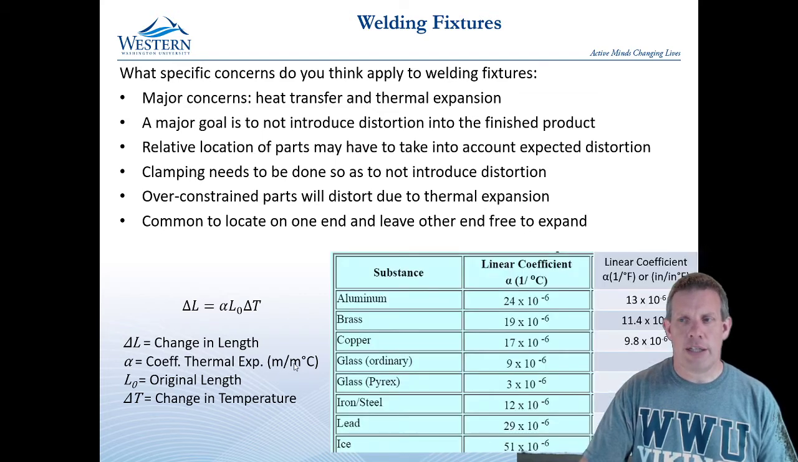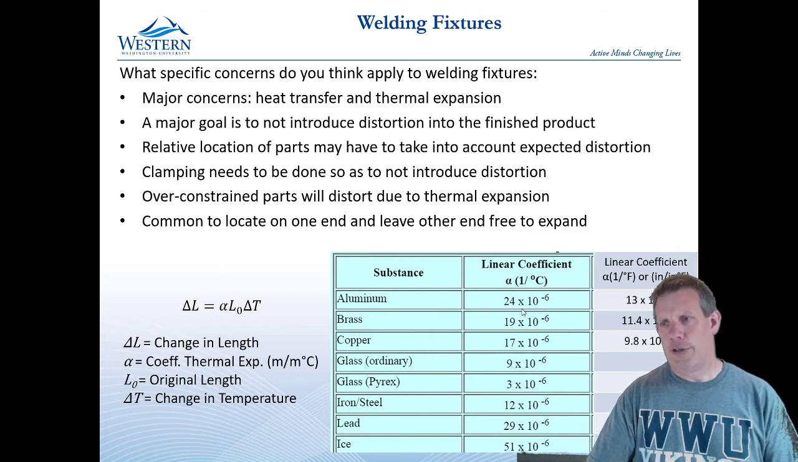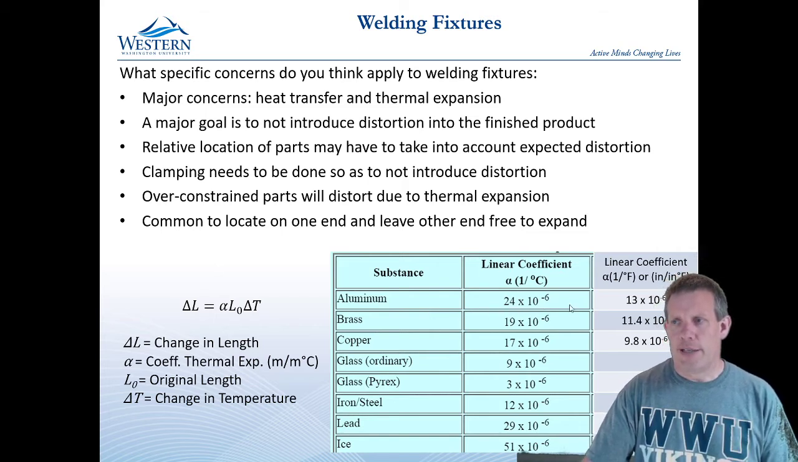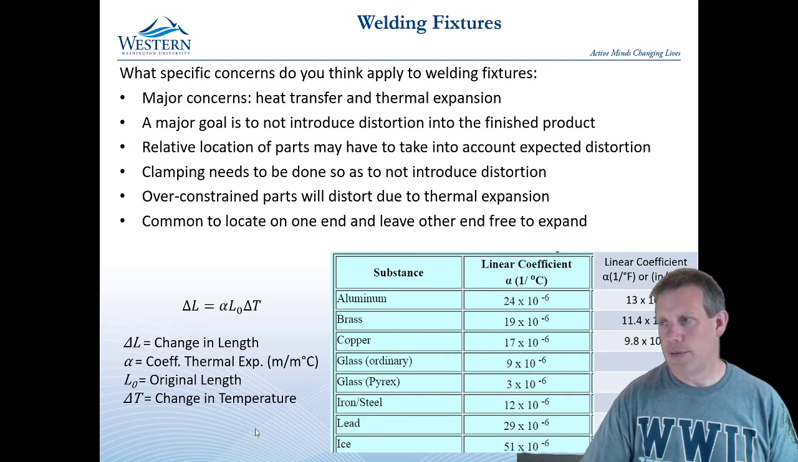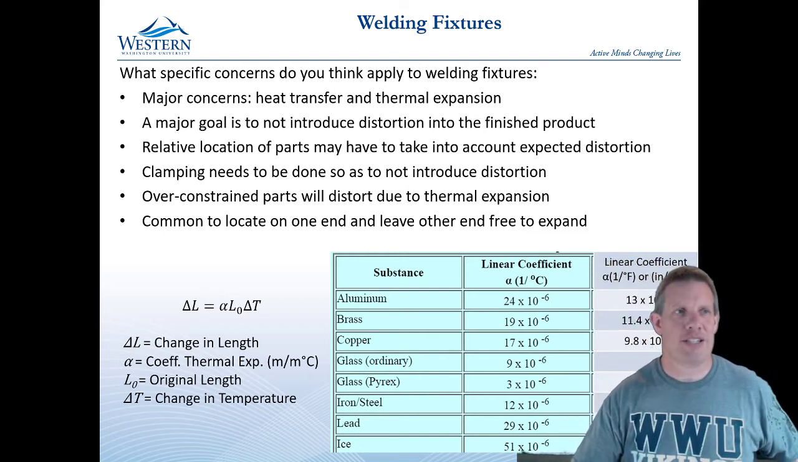This is just to make the numbers work out better. And so here you can see aluminum has a really big coefficient of thermal expansion, and glass or Pyrex have really small coefficients of thermal expansion. Here on the light blue column, well, they're both light blue. Anyway, one of them is metric, one of them is US customary units.